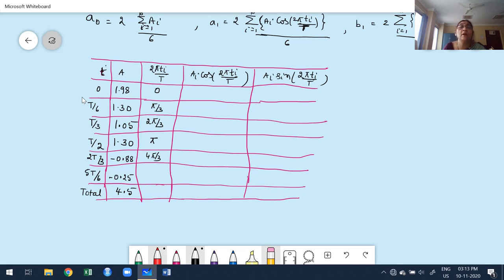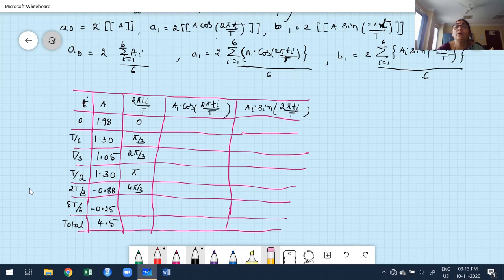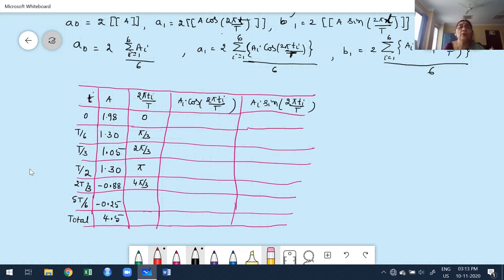What is the t6 value here? Because I ranges from 1 to 6. If you want to see here, I ranges from 1 to 6. Okay. Clear? What's the next step here? Now here, once you put that, what we get actually: 5, 2 ones are 2, 3s are... T cancels, 5 pi by 3, okay?